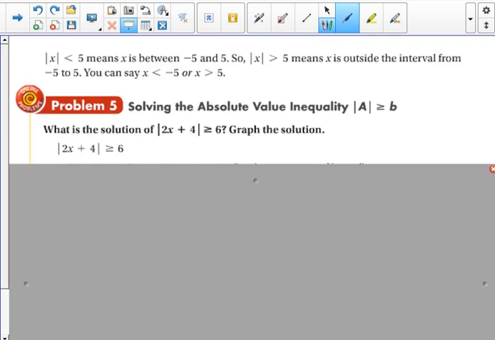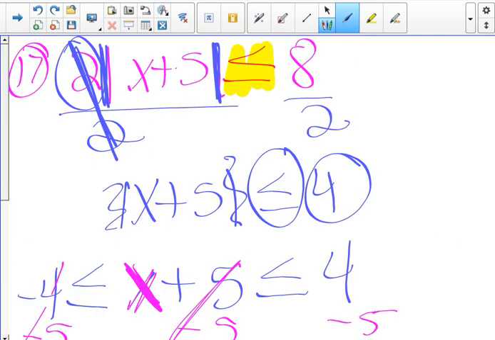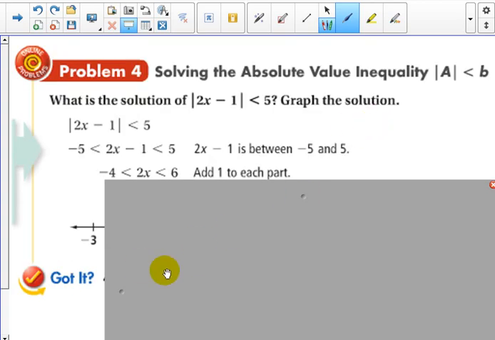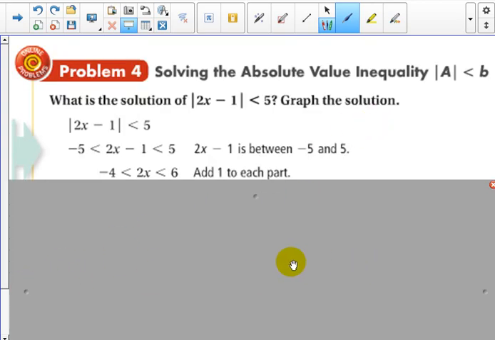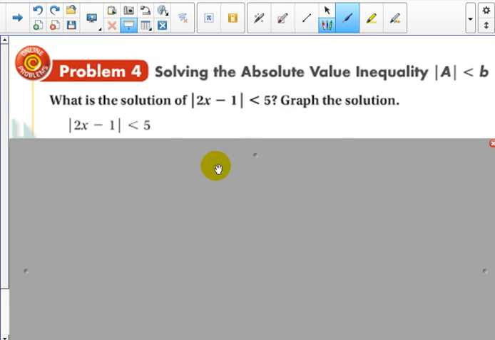Let's look at our problem number 4. If I can find it again. There we go. So it says, solving an absolute value inequality, absolute value of A is less than B. So when things are less than, we're going to solve them one way. And when your absolute value has a greater than, we're going to solve it another way. So what we're talking about right now is just the less thans. It says, what is the solution of the absolute value of 2x minus 1 less than 5?